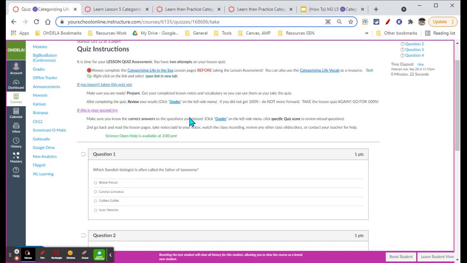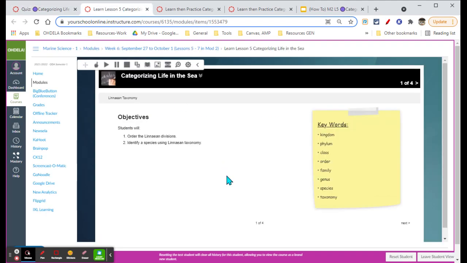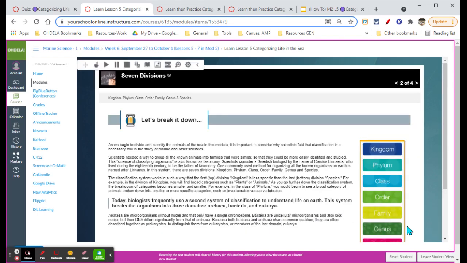The first question says, which Swedish biologist is often called the father of taxonomy? We have 4 choices. So if we don't know our answer, we want to go into our lesson pages. We want to go through our lesson pages and consider that we're looking for Swedish biologist, father of taxonomy, on one of the pages. But I'm sure we can find the answer.